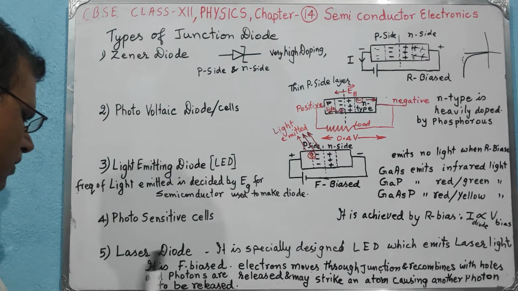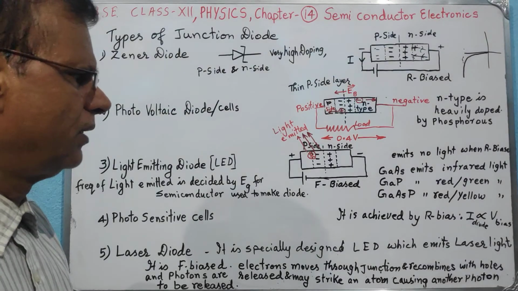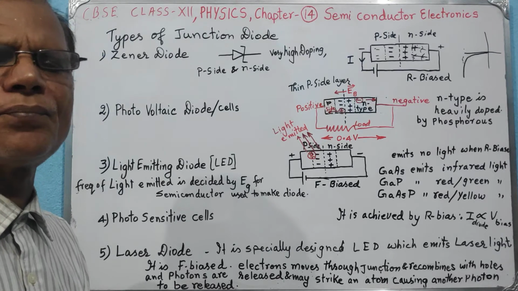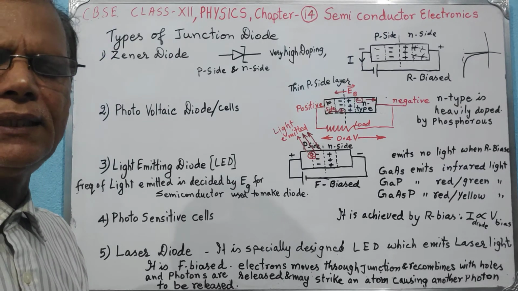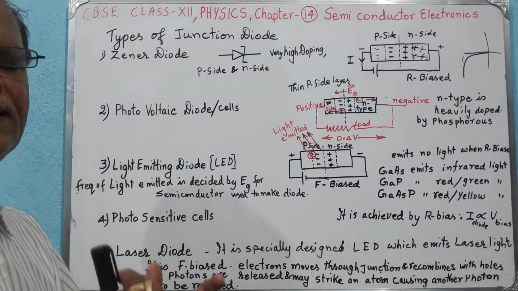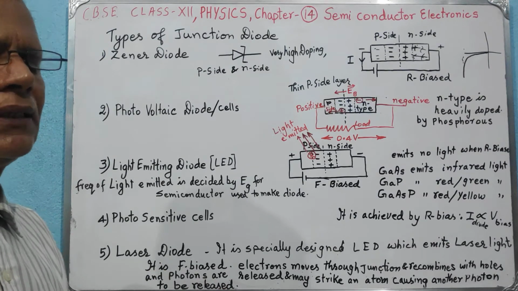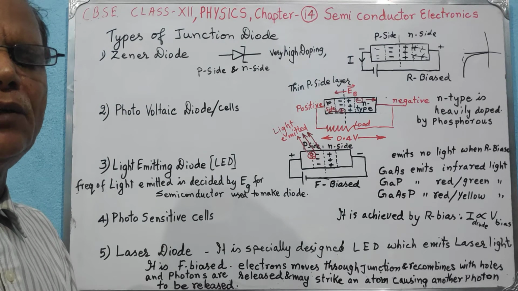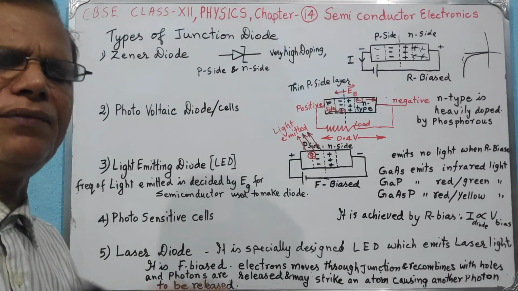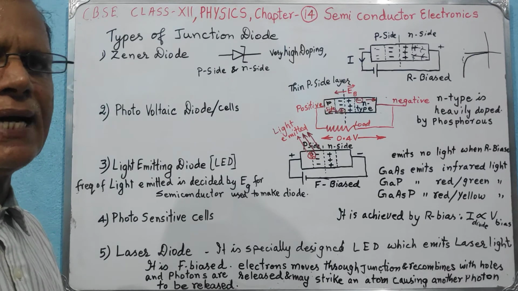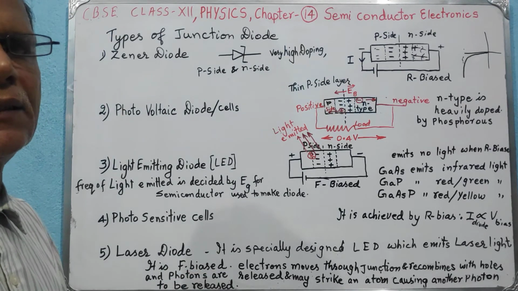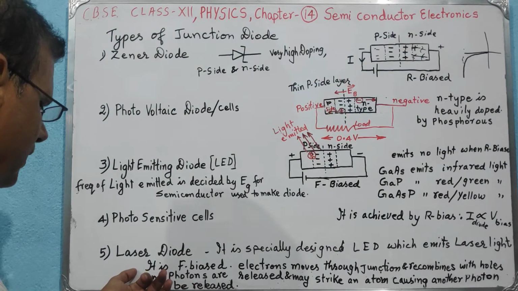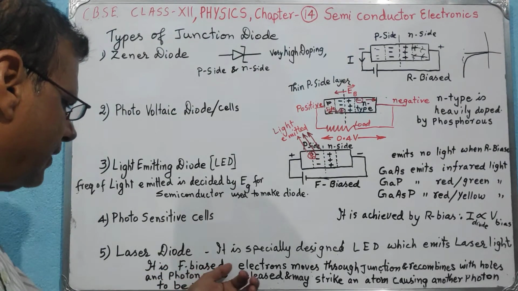Now we talk about the laser diode. It is a specially designed LED which releases laser light. What is laser light? You must be aware that a beam of light in which all the photons are in the same phase is known as laser light. How is it possible? This type of junction diode is forward biased.